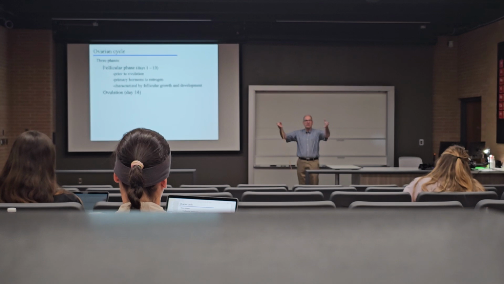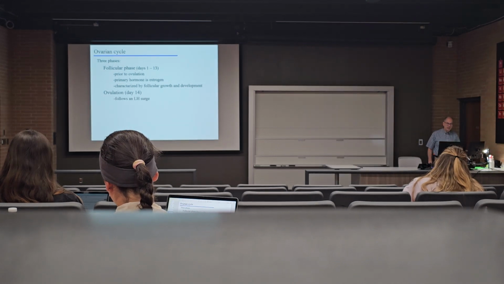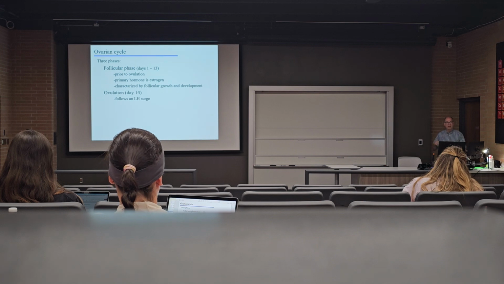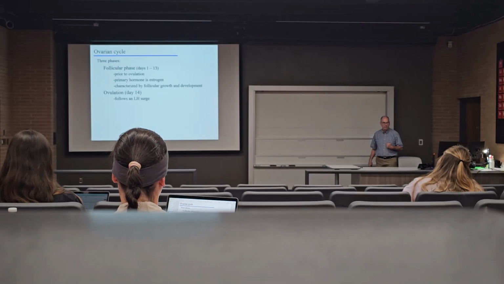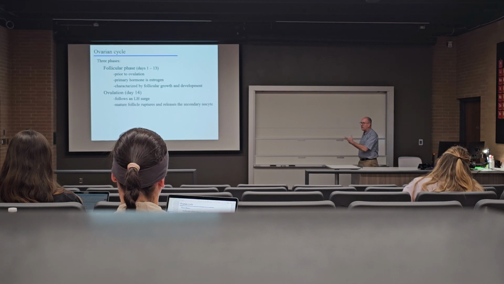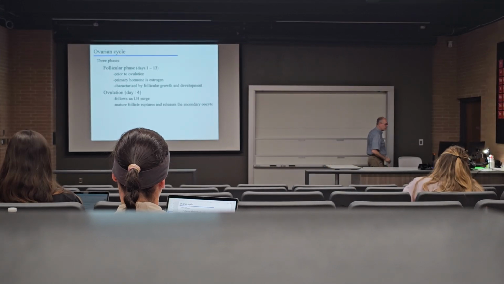On day 14, we have ovulation, in other words, in the middle of the cycle. Ovulation is the bursting of the follicle and the release of the secondary oocyte. This follows a big surge in LH, which we'll talk more about later. There's going to be a big surge in LH that will lead to ovulation. Ovulation simply means that the mature follicle ruptures, it bursts open, and releases the secondary oocyte, and that secondary oocyte starts making its way into the uterine tube.